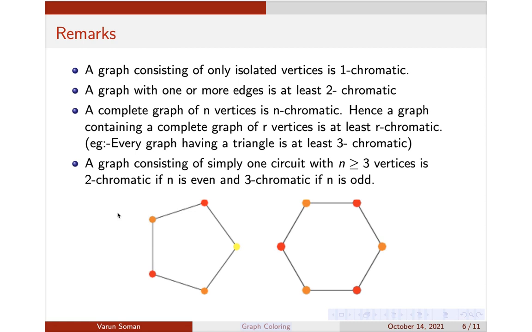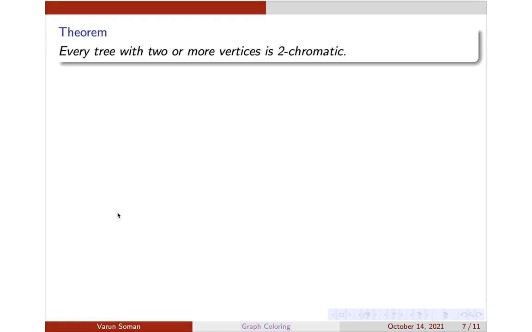Now we will discuss an important theorem in this context. Every tree with 2 or more vertices is 2 chromatic. It's a very simple theorem, but also very important. The idea is very simple. A tree is a connected graph without circuits, and since it contains 2 or more vertices, it will always contain an edge. So that means at least 2 colors are required, so at least 2 is needed.